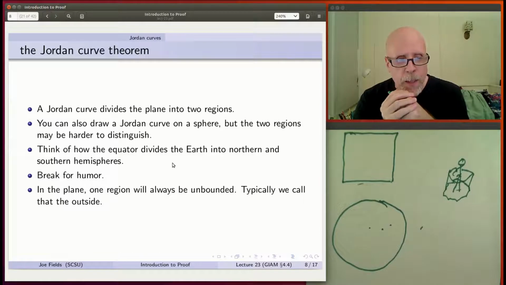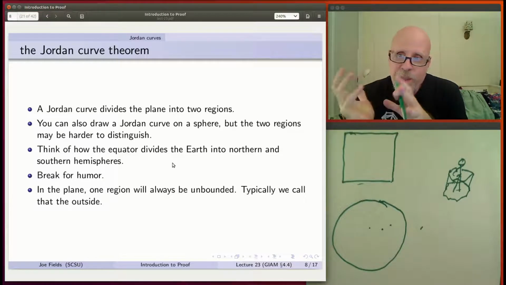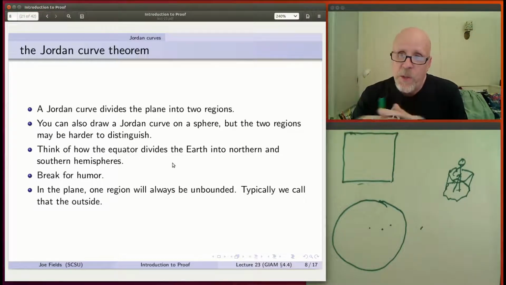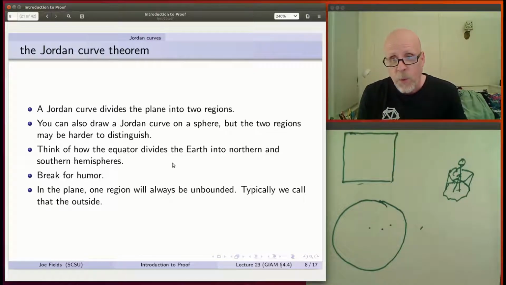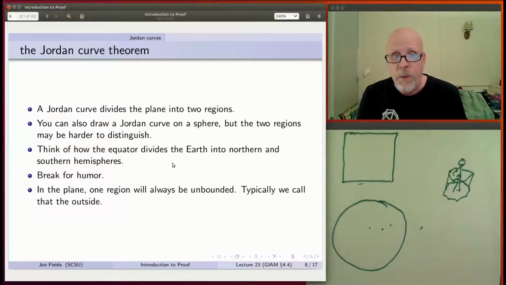Anyway, yeah. If you're talking about the sphere, both regions that you might create will be bounded. So in a sense, they're hard to tell apart. The extreme is when it's the two hemispheres. But if you're working in the plane, one region is finite in area and the other is infinite. One's bounded and one is unbounded. So we typically call the outer one the unbounded region.